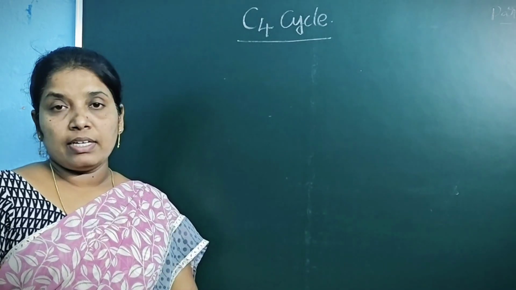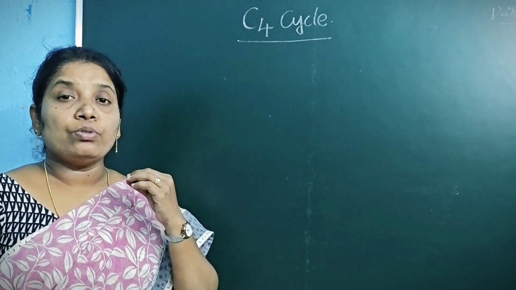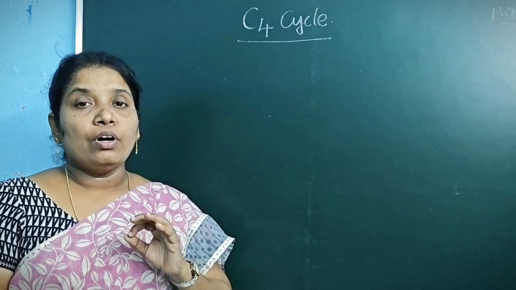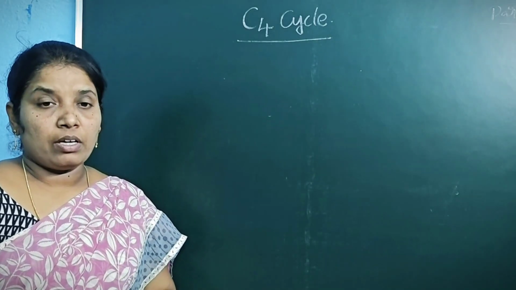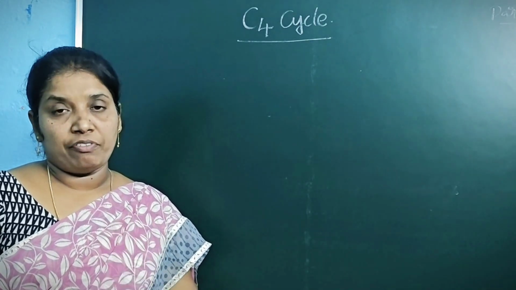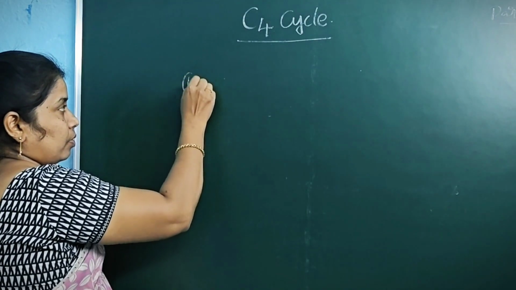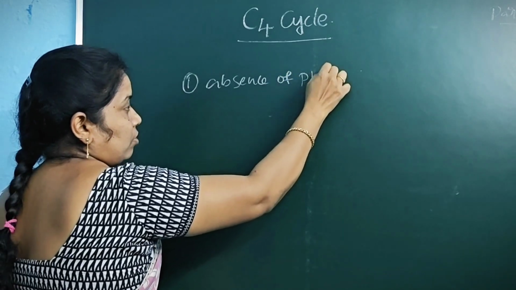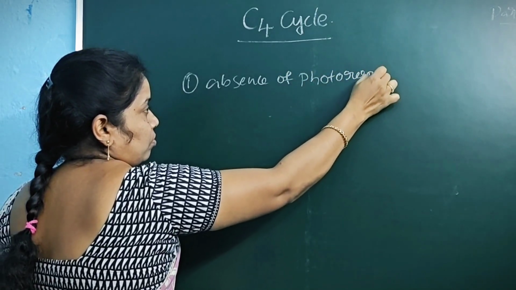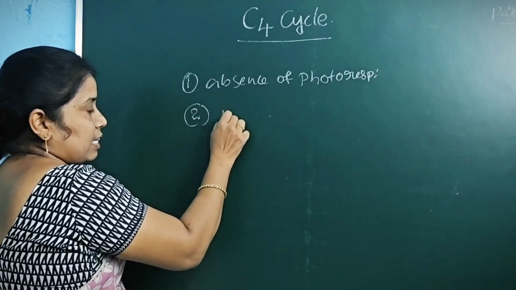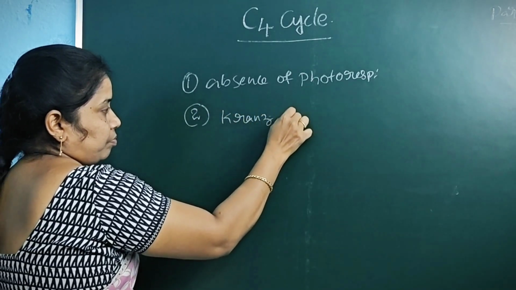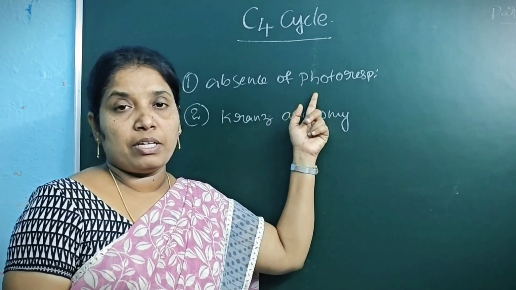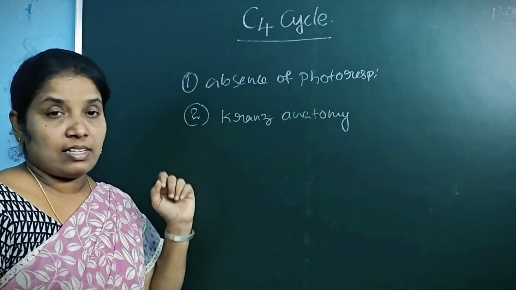Actually, C4 plants evolved to overcome the photorespiration loss. So they evolved to avoid photorespiration. These plants exhibit two important features: absence of photorespiration, and second, Kranz anatomy. How they avoid the photorespiration loss, let's see later. Let's see the Kranz anatomy first.